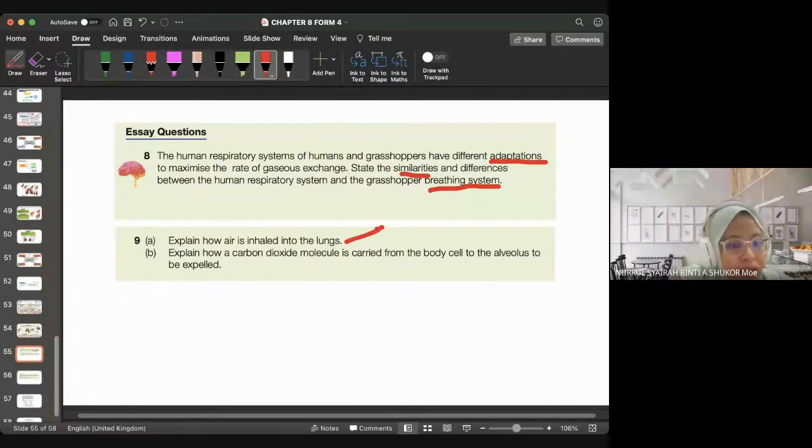This one, external intercostal muscles contract, rib cage moves upward, volume of thoracic cavity increases, like I said, we've done this. Only now it is an essay question, you have to write it longer. Explain how carbon dioxide molecules are carried from body cells to the alveolus. Alright, like Honey said earlier, there are 3 ways. Okay, carbaminohemoglobin, carbonic acid, bicarbonate ion. If you don't know yet, please study again.